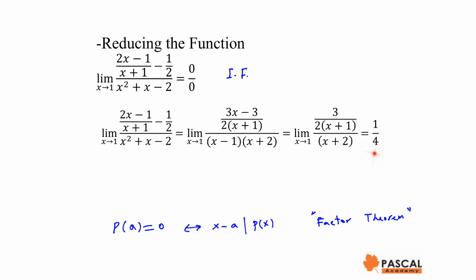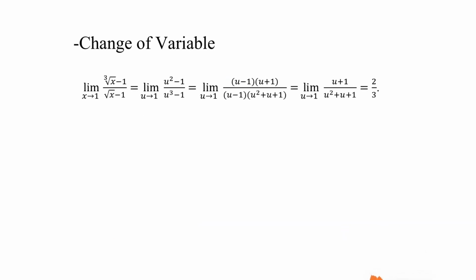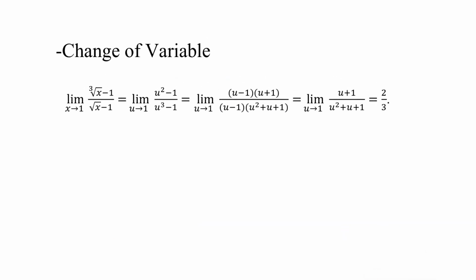The key here is when we get 0 over 0, we reduce the fraction by x minus a. To do this, as we saw, we either use factor theorem or we rationalize if we deal with radicals. The other technique is called change of variable.